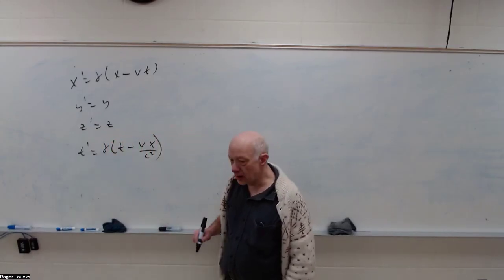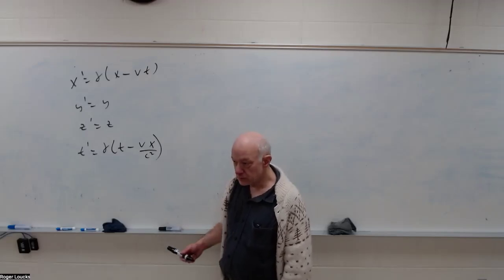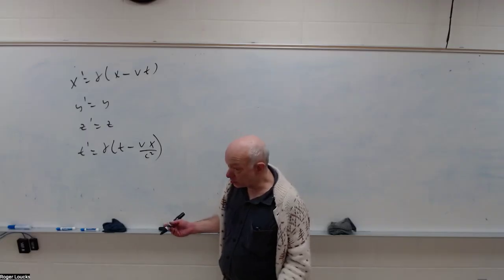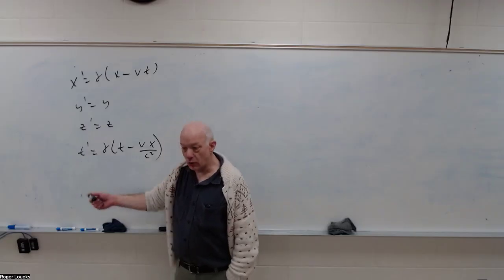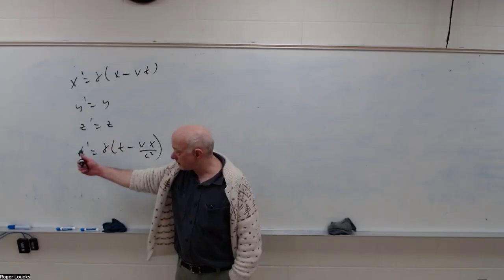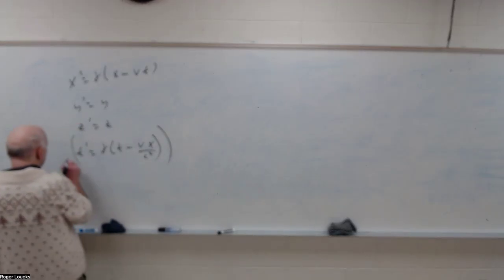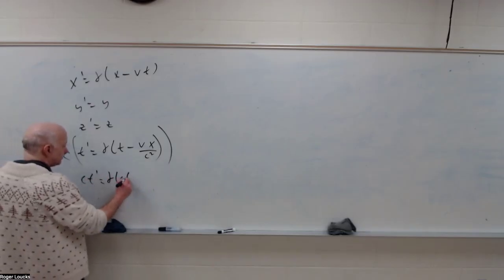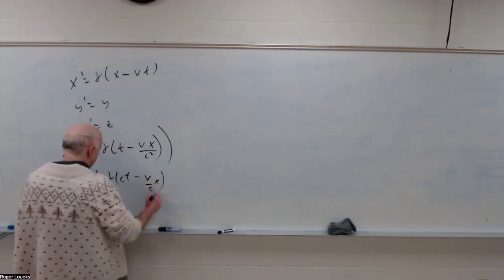What did we like about time? I want to write this as a 4 vector. It's not in meters, not in terms of length, because this is going to be length and this is the time. So what do we do to get it in terms of distance? We multiply this entire equation by c. That gives us ct prime equals gamma (ct minus v over c x).